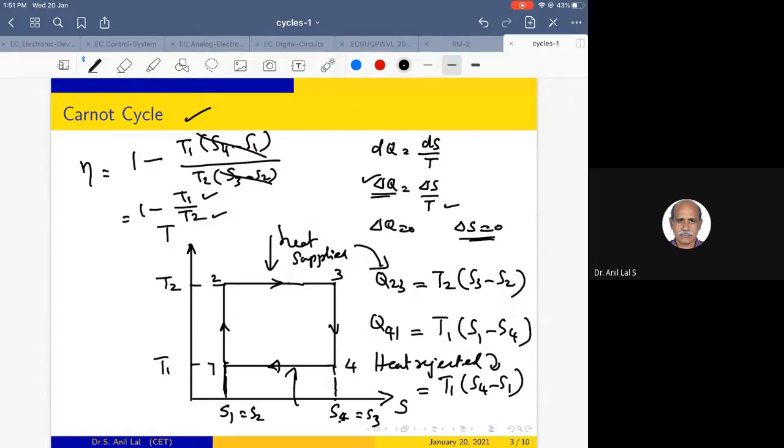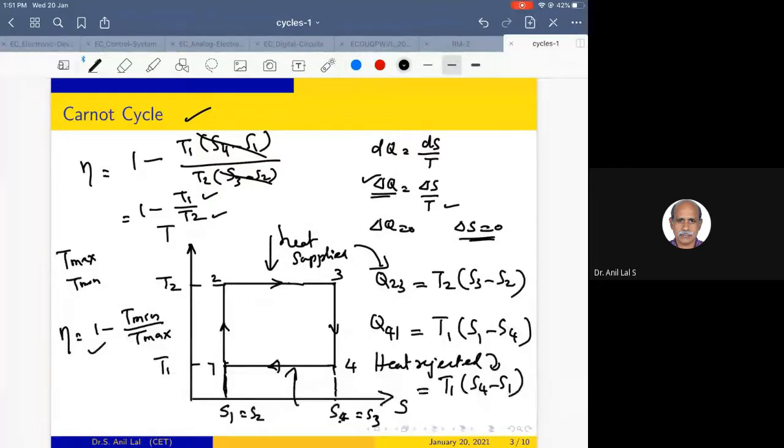So if the cycle works between temperature T max and T minimum, then you write 1 minus T minimum divided by T max. There is a 1 and a minus, so you can easily remember this equation: 1 minus T min divided by T max. There are some properties of this efficiency. The efficiency only depends upon these two temperatures.